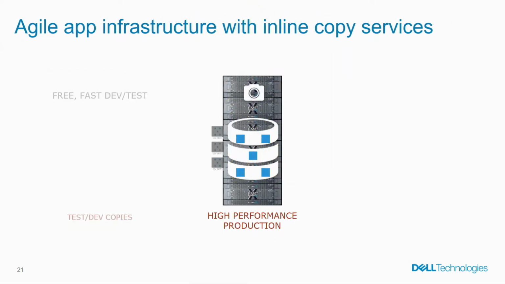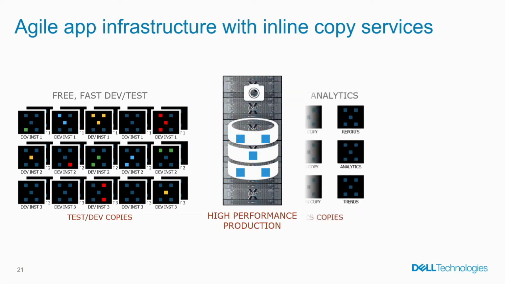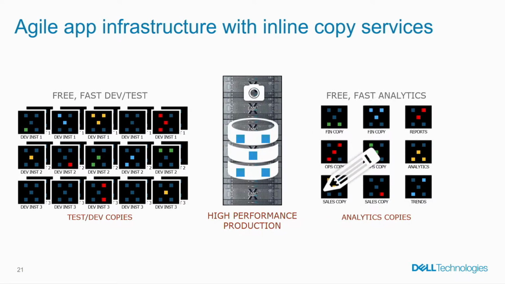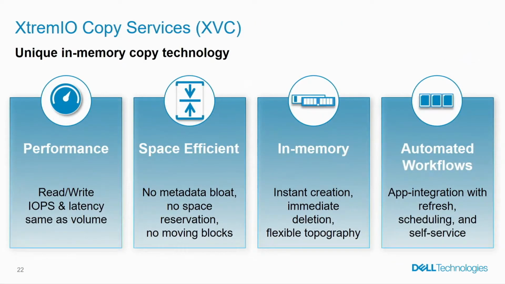What else? As I mentioned, one of the most powerful and unique advantages of XtremIO is the XtremIO XVC snapshots. This allows us to create a lot of test and dev copies, whether for test and dev purposes or for backup and restore, and this gives us very unique capabilities. The first one: the read and write IOPS and latency are the same as the original volume. Space efficient: there's no metadata bloat and no space reservation or moving blocks. The snapshots look the same from our perspective as the original volume. So no moving blocks between them.